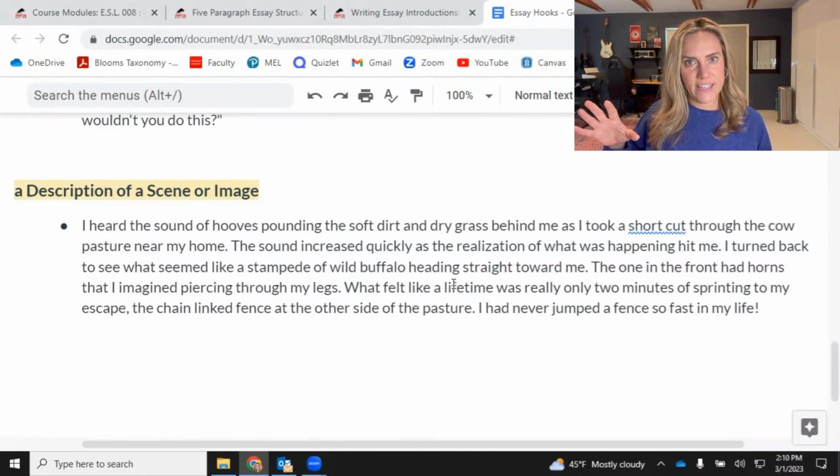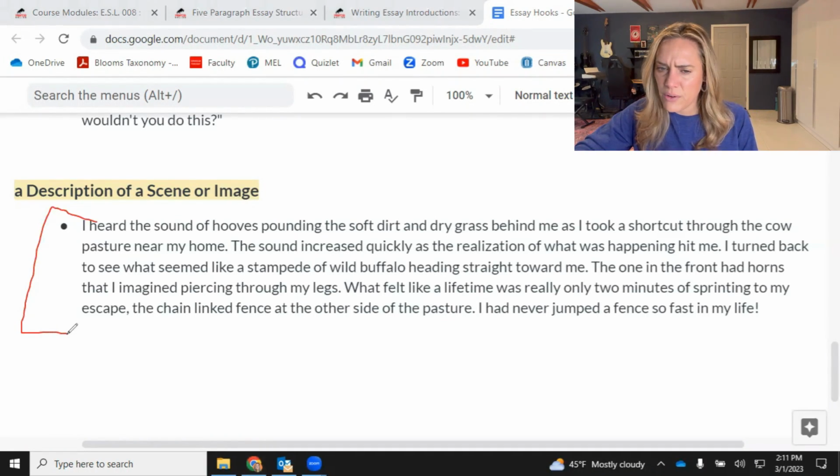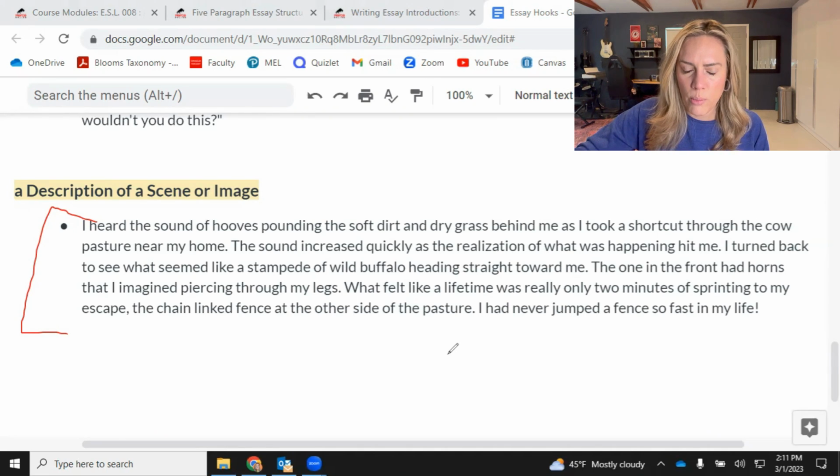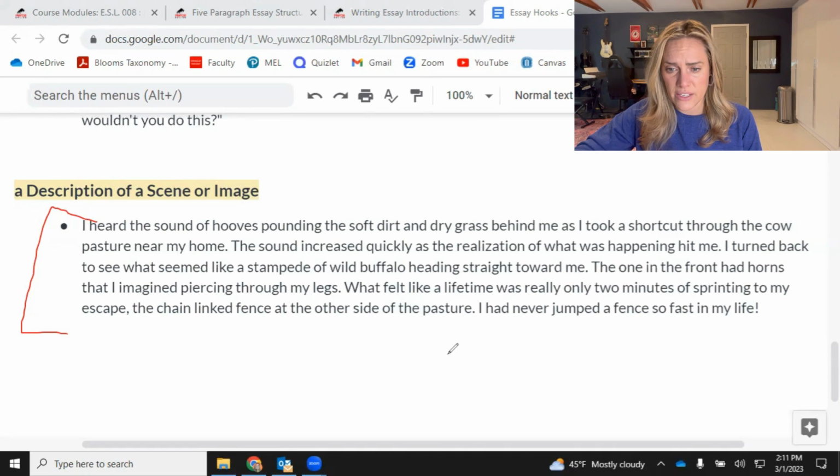Another type of hook that I really love is to describe a scene or to just describe something and use a lot of detail. So again, with the same example essay of writing about the benefits of running, you can use a hook that describes a scene. And here's mine. I heard the sound of hooves pounding the soft dirt and dry grass behind me as I took a shortcut through the cow pasture near my home. The sound increased quickly as the realization of what was happening hit me. I turned back to see what seemed like a stampede of wild buffalo heading straight toward me.